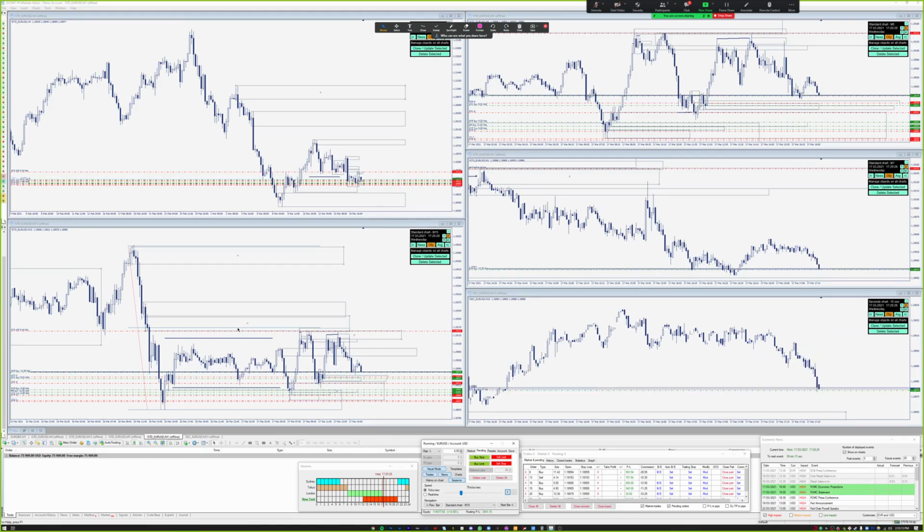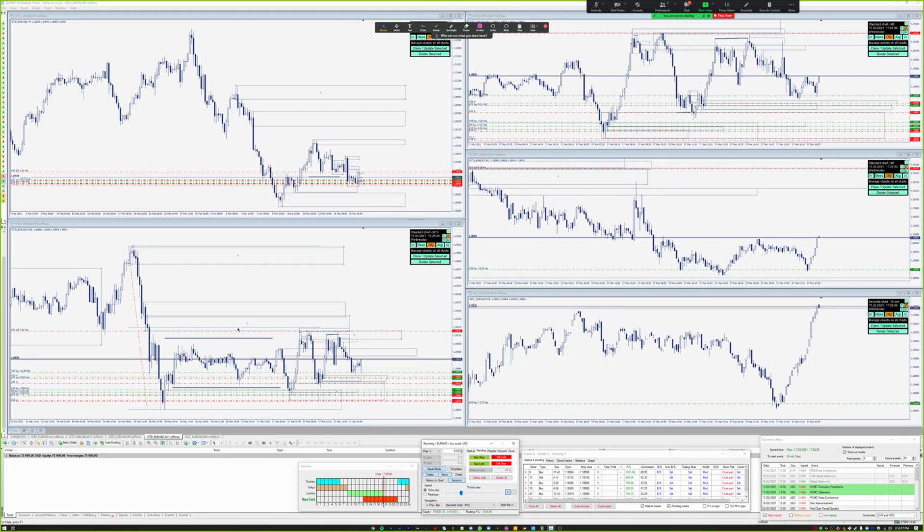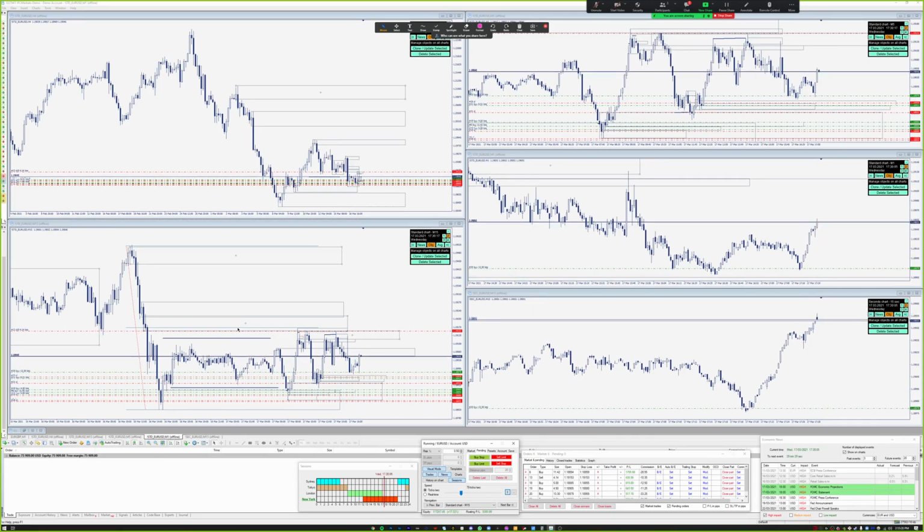If you look at current price action on EU, on the 4 hour, it's literally just a range.